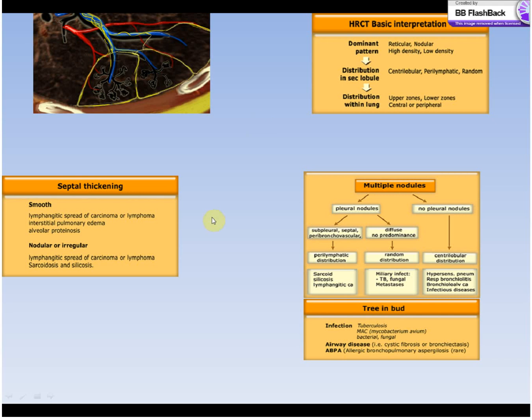To recap, the first thing we looked at was septal thickening, if it was smooth or nodular. Nodular, beaded if you like, tends to be sarcoid or silicosis, even cancers that are lymphangitically spread, whereas smooth can be lymphangitic spread of cancer, but edema as well.